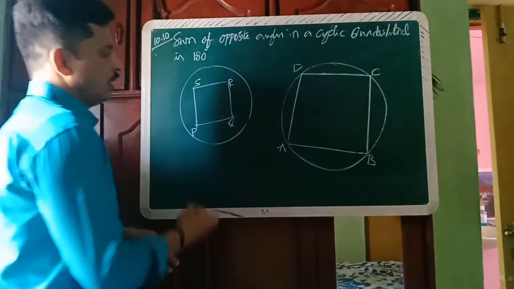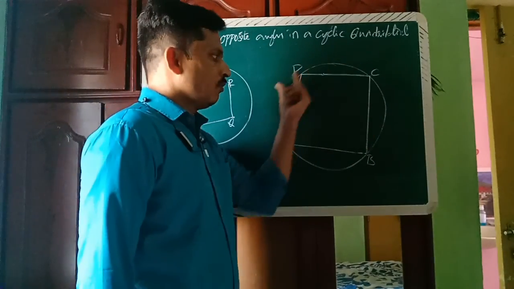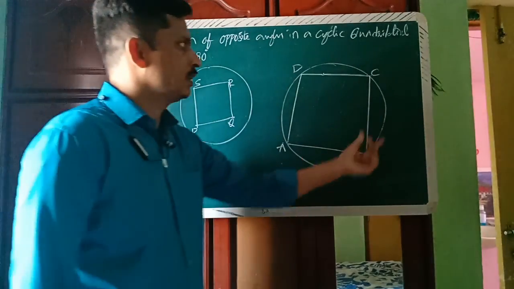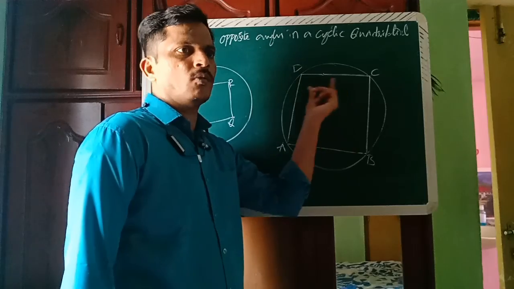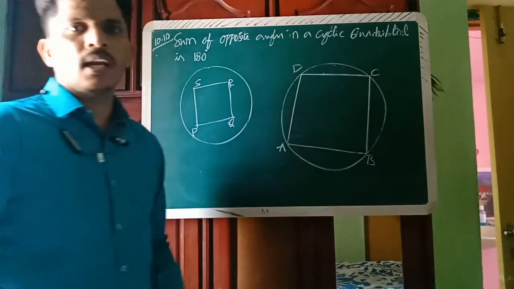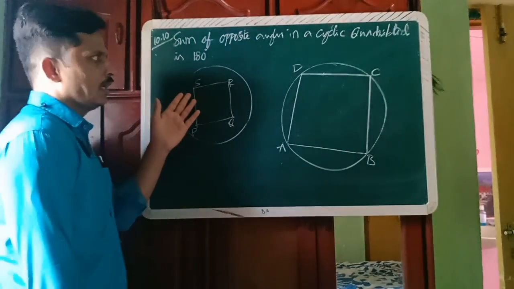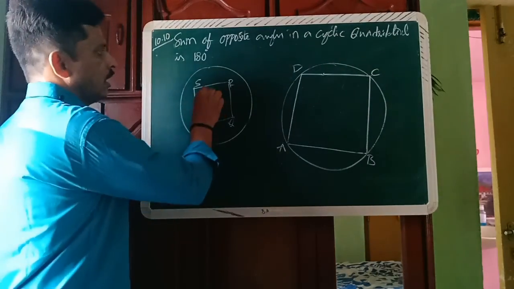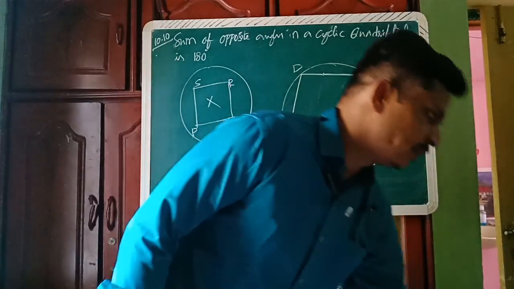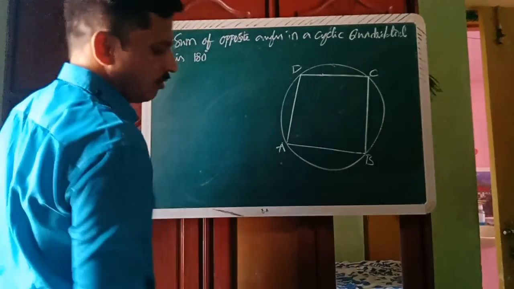So what is the definition of a cyclic quadrilateral? A quadrilateral whose vertices are lying on the circle. How many vertices does a quadrilateral have? 4 vertices. Those 4 vertices of a quadrilateral lying on the circle make it a cyclic quadrilateral. If you observe, this one is not lying on the circle, it is inside the circle, so this is not a cyclic quadrilateral. This is a cyclic quadrilateral. Okay.